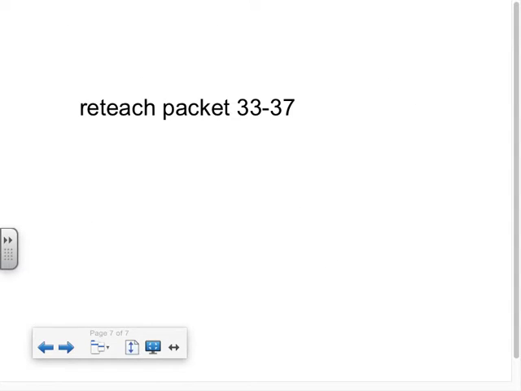If you would like to do a little practice with this in your reteach packet that you hopefully have, if you don't have it, log on the website, Think Central, and you can print it, is pages 33 to 37.